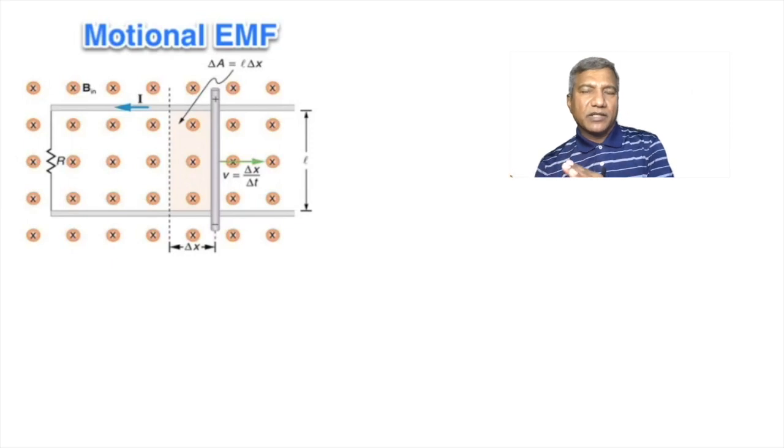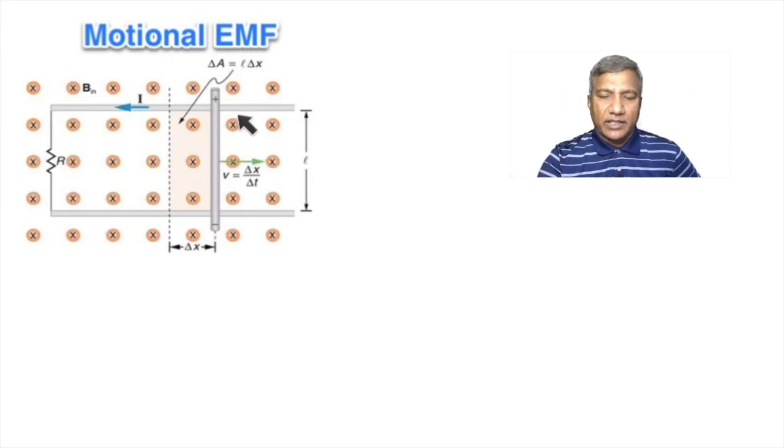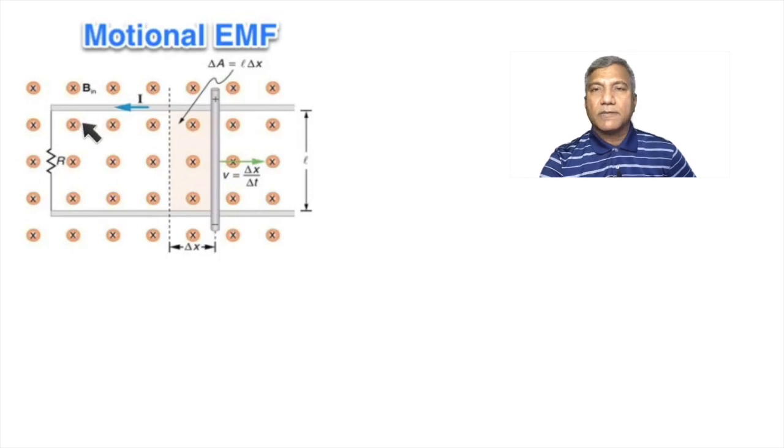So now to understand that, we have to look at a conductor as shown here moving through a magnetic field. Now this is just an arrangement of a circuit with a resistance where this part is a rod that can be moved over these two parallel rods.